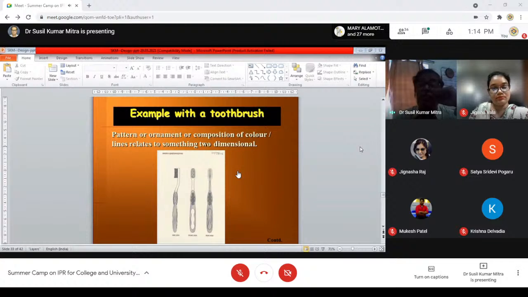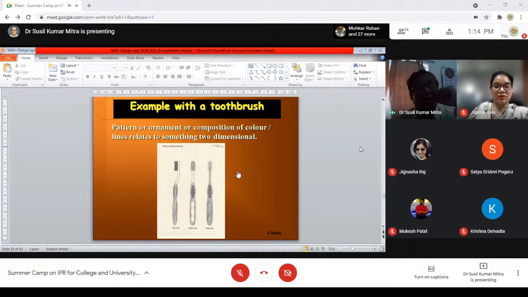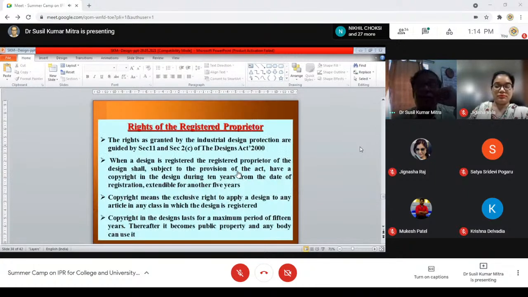Most of the big industries who are producing toothbrushes are going for registration of design with different patterns, shapes, and configurations to make the product look good. So they are not claiming the functional part, only the aesthetic part of the article.